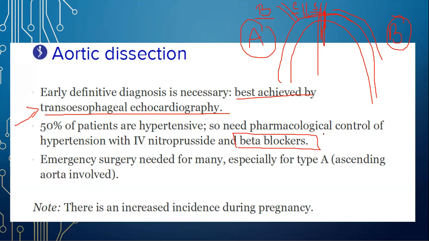Clear? So that's the management for your aortic dissection. Type A will go for surgery, type B, management of hypertension.